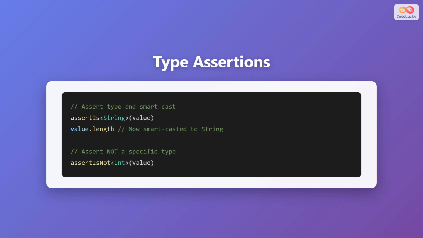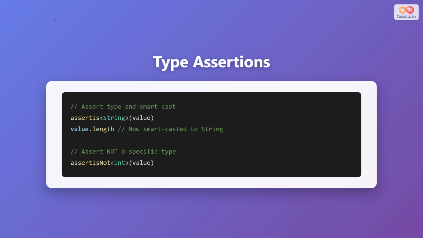Type assertions in Kotlin.test are particularly powerful because they leverage Kotlin's smart casting feature. The assertIs function checks if a value is of a specific type, and if the assertion passes, the value is automatically smart cast to that type. This means you can immediately access type-specific properties and methods without explicit casting. For example, if you assertIs String on a variable, you can then access its length property directly.